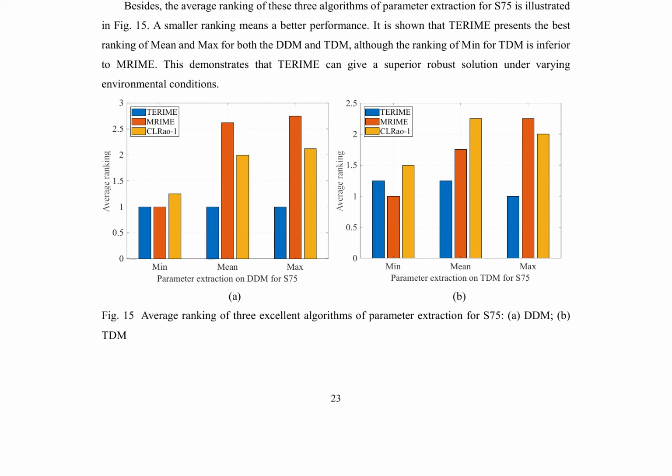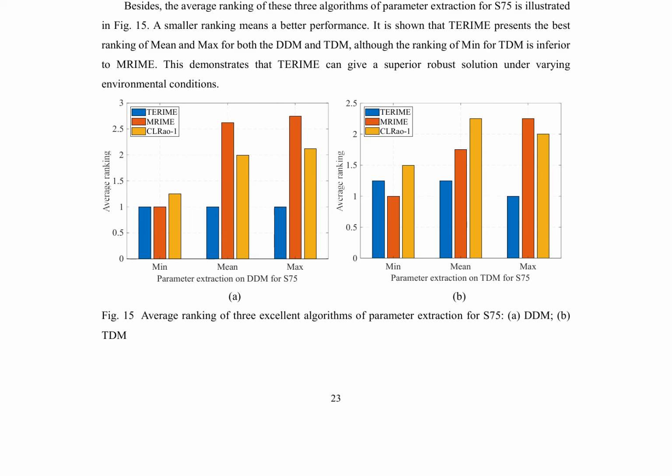Fig. 15 shows the average ranking of these algorithms for both DDM and TDM, with TERIME ranking highest in mean and max for both, although MRIME surpasses it in min for TDM. The table at the bottom of the page provides numerical comparisons, further supporting TERIME's effectiveness in offering the lowest error rates across all metrics.